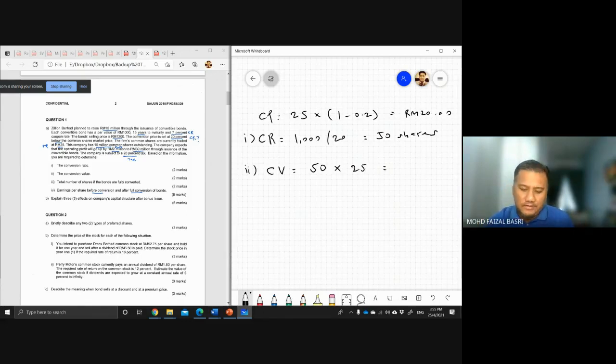So 50 times 25 ringgit, so the conversion value is 1,250 ringgit. So that's 6 marks so far, very quick. Okay, 2, 4, and 6 marks. So the other 8 marks is based on EPS, based on before conversion and full conversion.